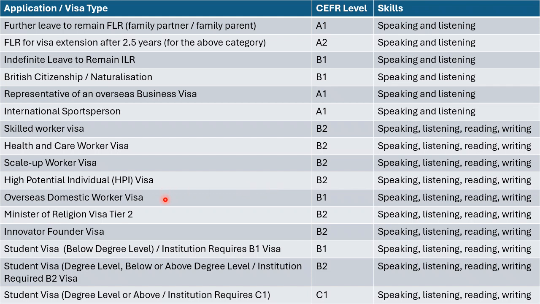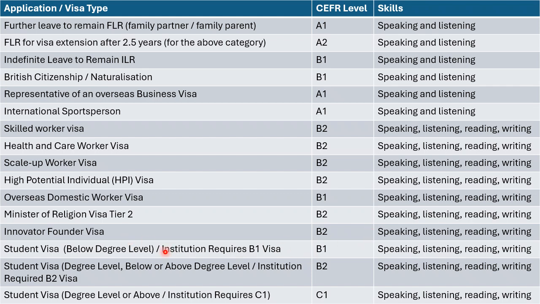If you are applying for an overseas domestic worker visa, that used to be a very basic test, but now they have made it B1, and at the same time it is all 4 skills, not just speaking and listening, it is reading and writing as well. If you are on a minister of religion visa, for example, if you're coming here as an imam or as a priest in the church or in the temple, then you have to do B2, which is speaking, listening, reading, and writing. Innovator founder visa, it's a kind of business visa, so then you have to do B2 and all 4 skills.